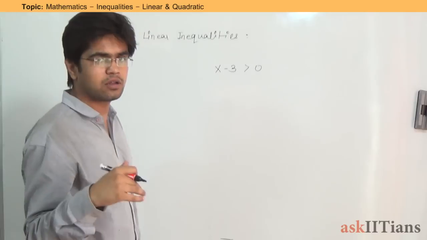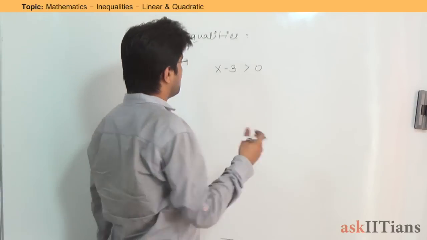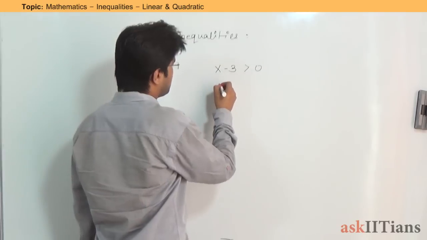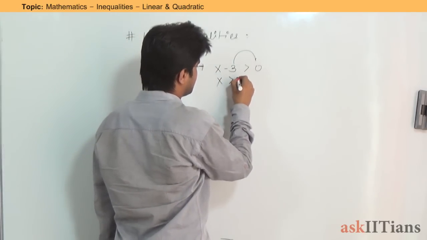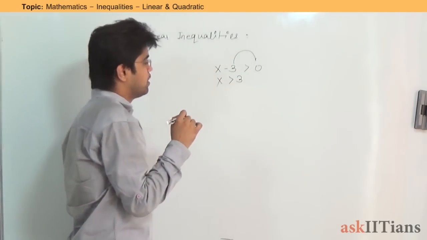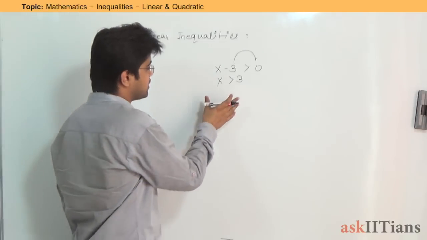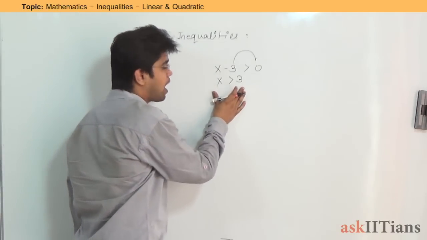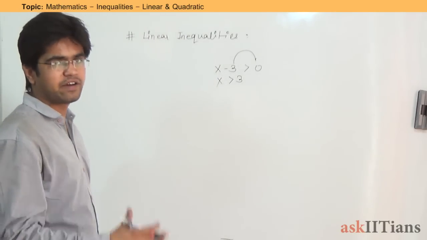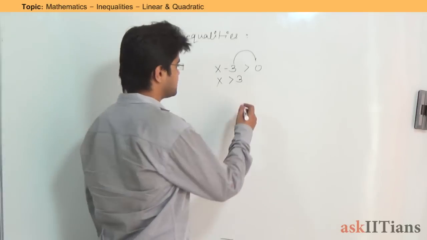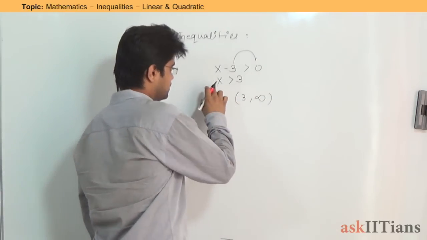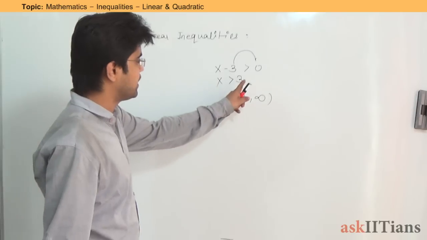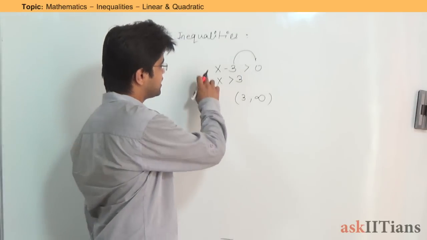Now let's look at the mathematics part. How can we get it mathematically? We can take this 3 to the right hand side, so it will become plus 3, so x greater than 3. Now x greater than 3, this answer or this expression, defines a set. Which set is this? This set is 3 to infinity. The expression is saying that any number that is greater than 3 will satisfy.